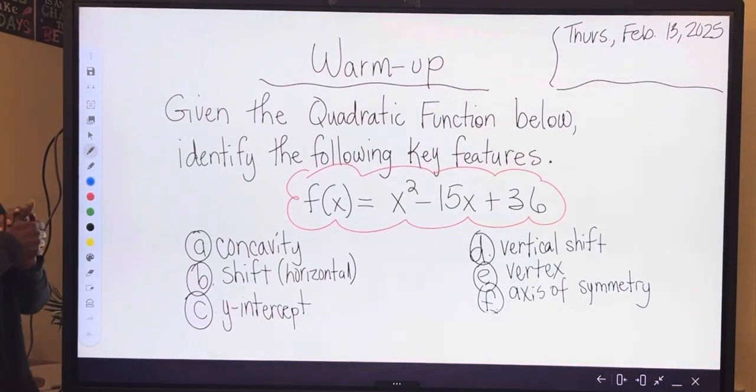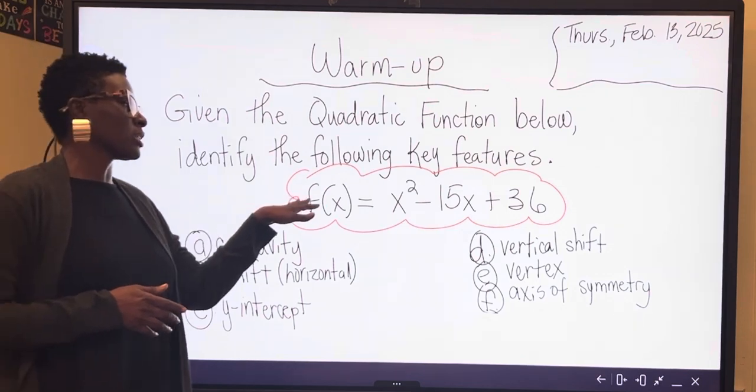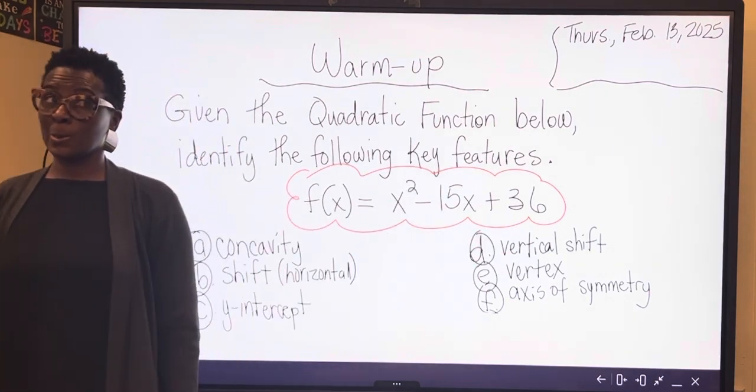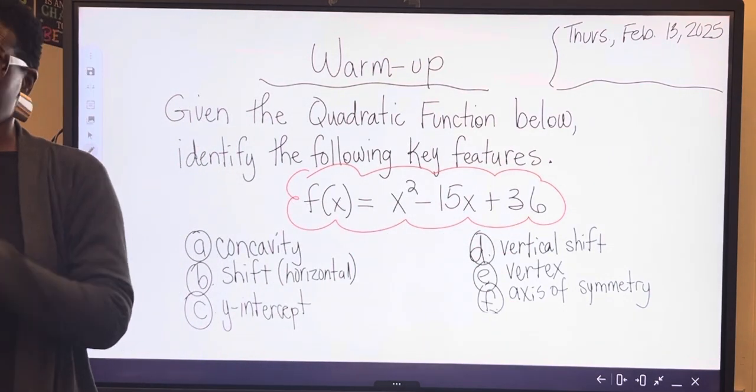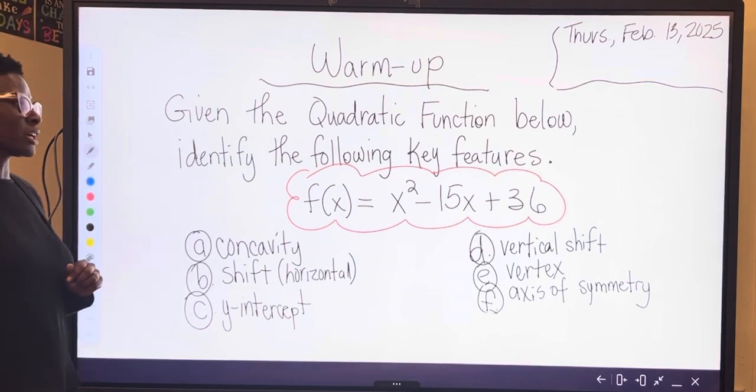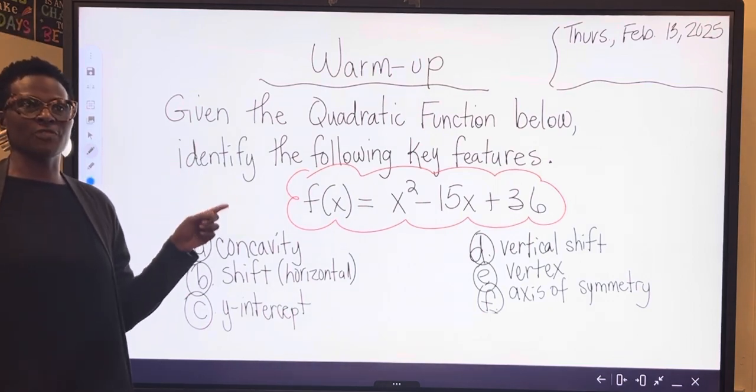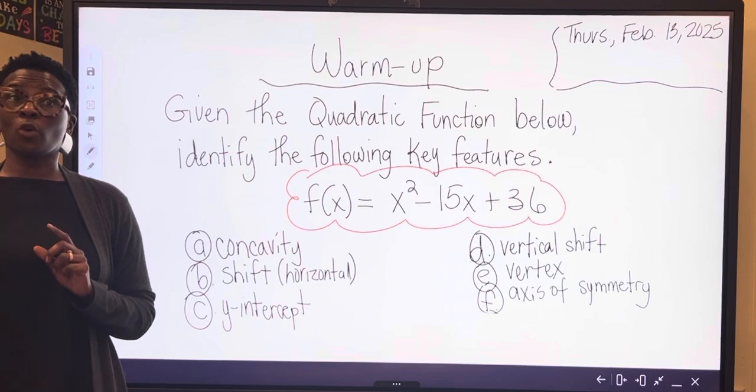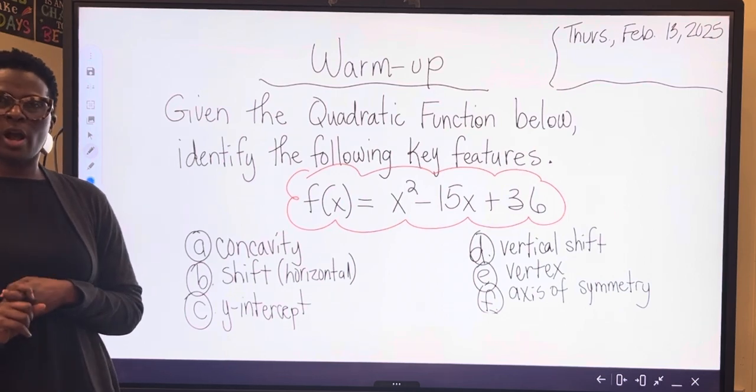All right, so for this problem, we are looking at the quadratic function. Tell me this. How do we know that this function is quadratic? The highest exponent is 2. It has the highest exponent of what? 2. Very good. And what form is this function in? Standard form. What is the standard form of a quadratic function?